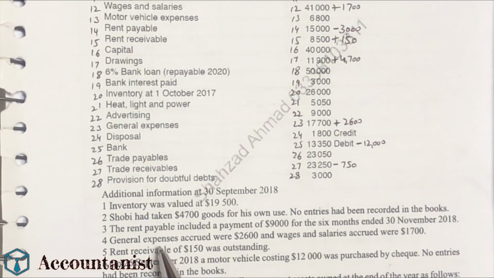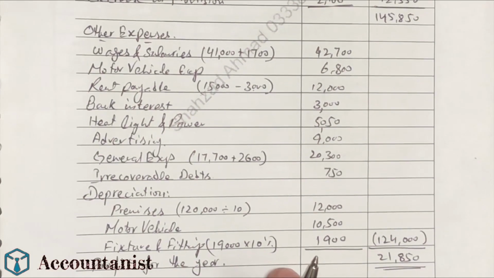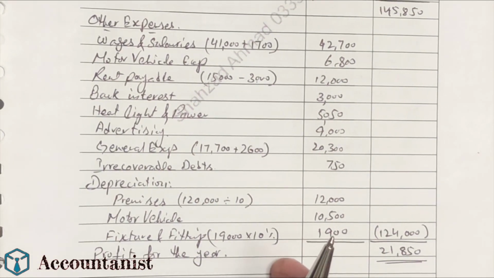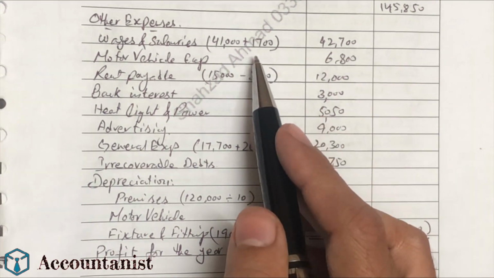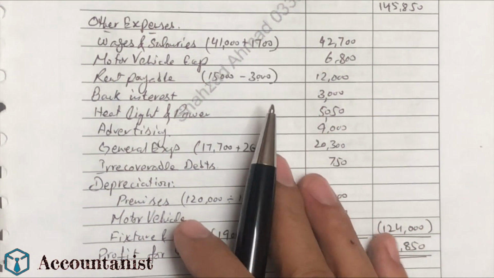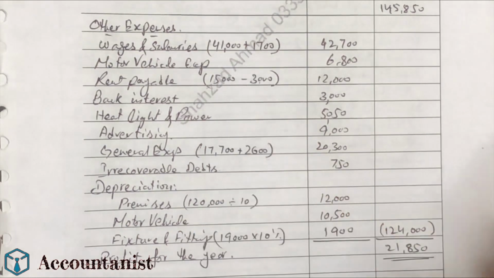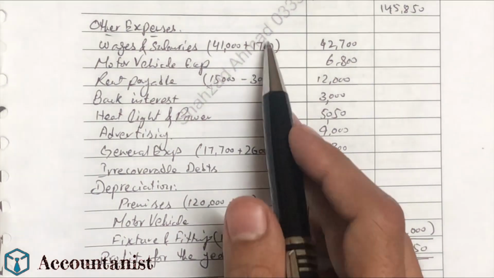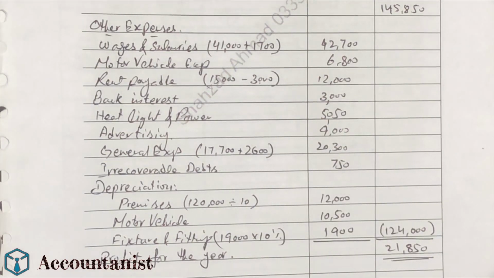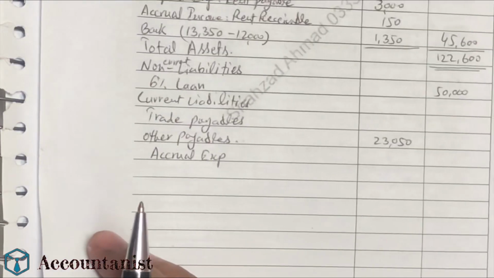So here we have some accruals, 2600 against the general expenses, and we do have 1700 against the salaries. So 2600 and 1700, or we can come back to the income statement, as we know that the accruals we added up in the income statement. So we see that there is an addition here and there is an addition here. So these two additions will be over the accrual expenses.